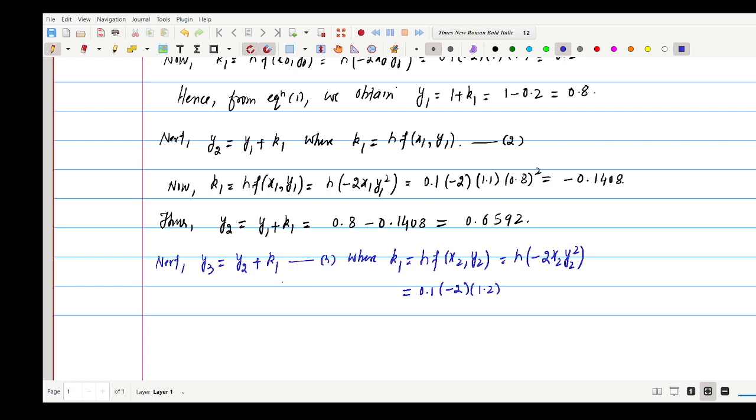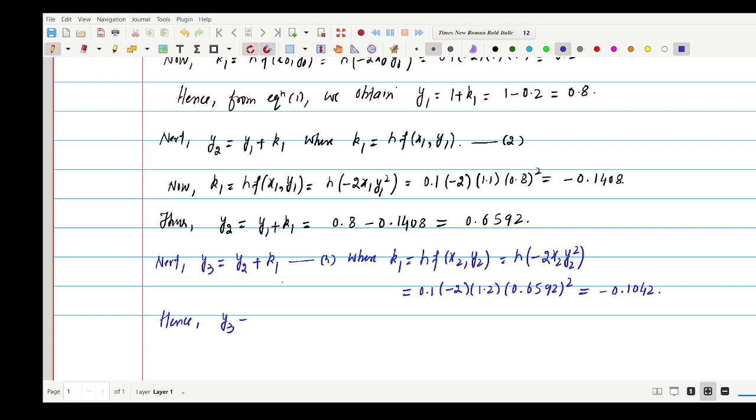calculated as 1.2, and y2 is calculated in the previous step, that is 0.6592 whole square. Now multiplying these numbers, we get the value of k1 as minus 0.141042. So that is the value for k1, which we shall now use in equation 3 to obtain the value of y3.